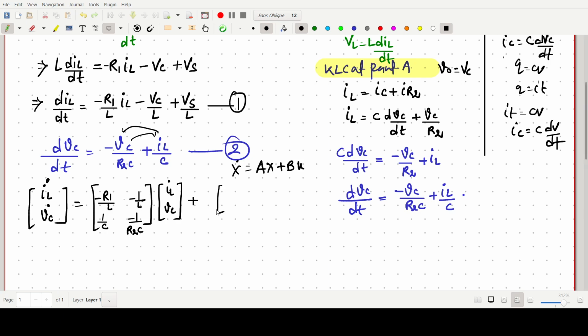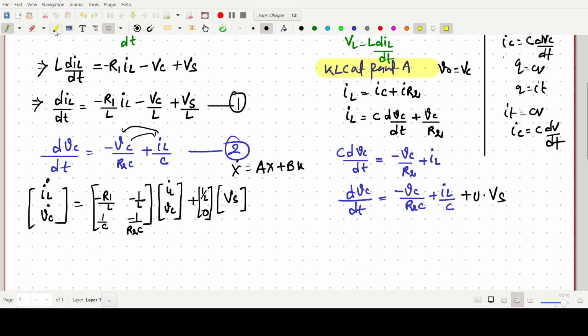So U is our input variable Vs, and now the B parameter. So plus B parameter times Vs. What can we write? 1 by L and 0, because this term we can say 0 times of Vs. So 1 by L Vs. So this one is the matrix, IL dash VC dash.